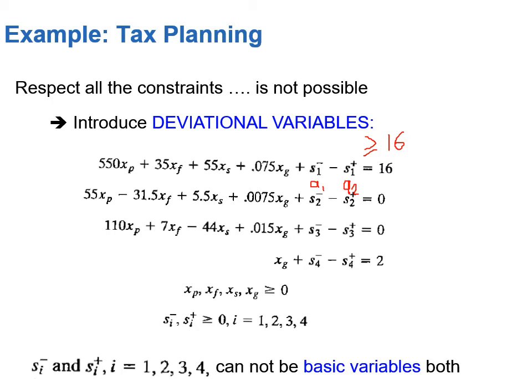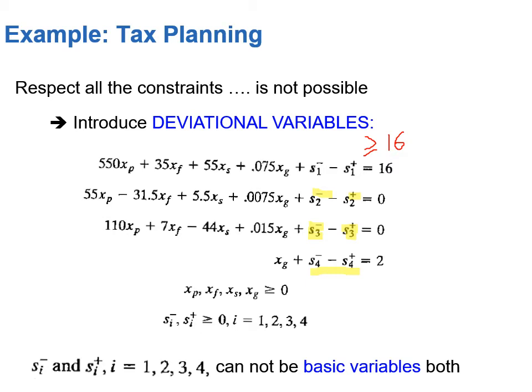But if you keep it as S2 minus and S2 plus with these signs here, you will understand whether it is a negative deviation or a positive deviation. And while writing your objective function later on, it would be easier to understand which one you are penalizing. Okay, we do the same thing for all constraints. So this is the third constraint and this is the fourth constraint. We include these deviational variables.